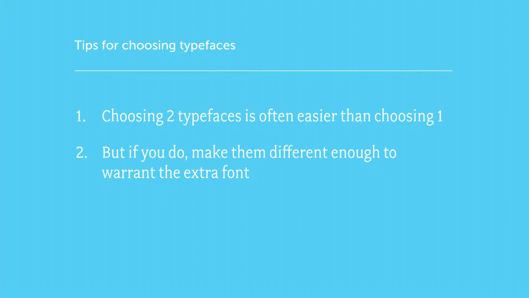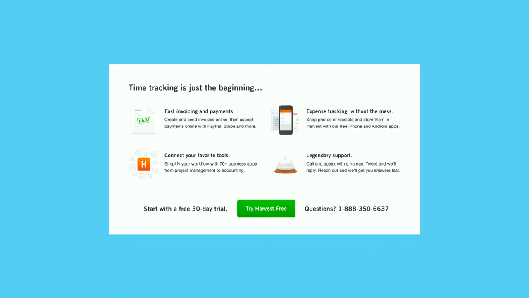And the second thing is, if you are going to have more than one font, make sure it's different enough to warrant it. So this is a website. This is Harvest, I think. And those headings are actually a completely different typeface to the body text underneath. And I don't know about you, but I'm not really convinced that the extra weight of having a whole new typeface is really worth it in this case.